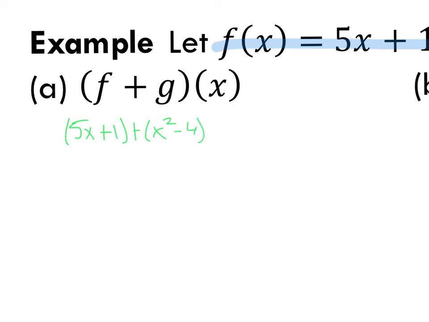And because there's a plus sign between the two binomials, we just combine like terms. So our final answer is x squared plus 5x, right? The only one we can add that is alike is the one with the negative 4. And that is negative 3. And that's it.